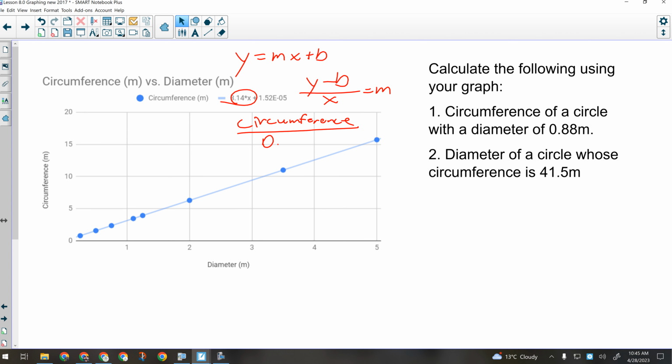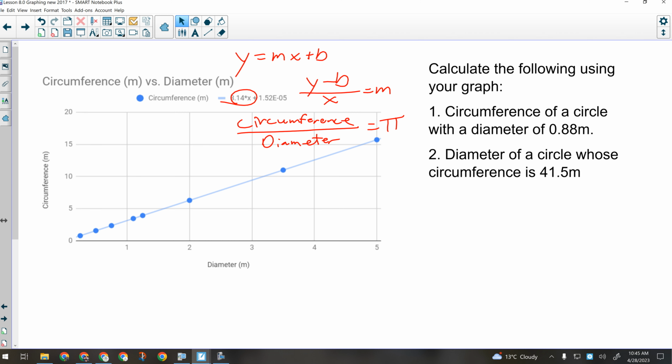X is diameter. Okay? If I divide those two, I should get pi. Okay? So it makes sense that my slope should be pi for that graph. Okay? Everybody all right with that idea?